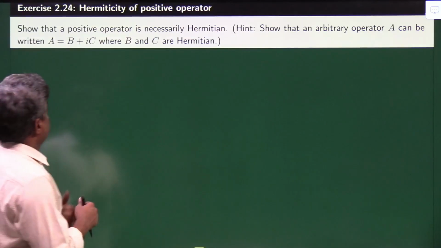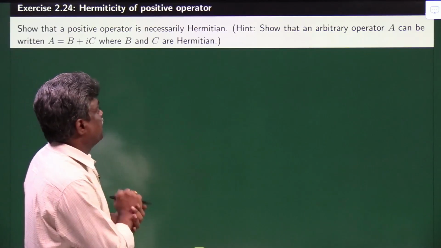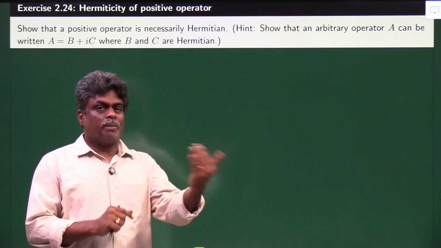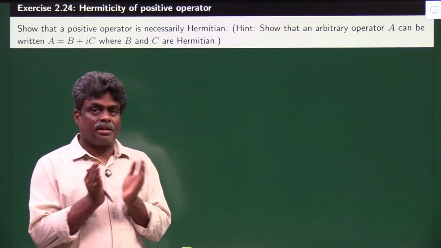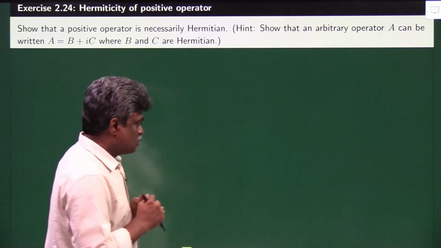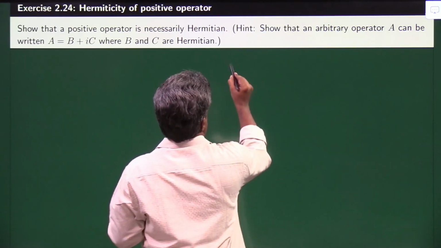So here is our next question, and they are asking whether a positive operator is necessarily Hermitian. That means they are asking us to show that any arbitrary operator can be written as a linear combination of a Hermitian and an anti-Hermitian operator. Where will we use this in quantum physics?